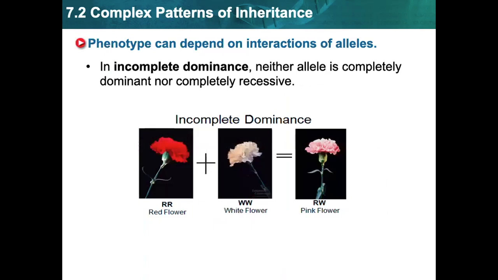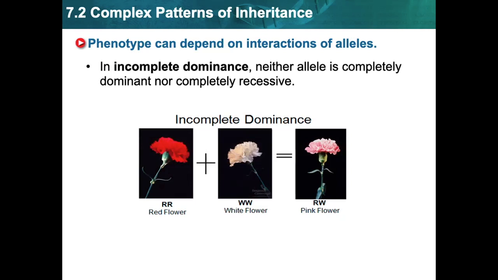Phenotype can depend upon interactions of alleles. So remember what alleles are. They're just different kinds of genes. And so different genes together can impact the kind of traits you see in a person. There are different ways this can happen. One way is called incomplete dominance. That's when both genes are expressed, but neither one is dominant over the other.